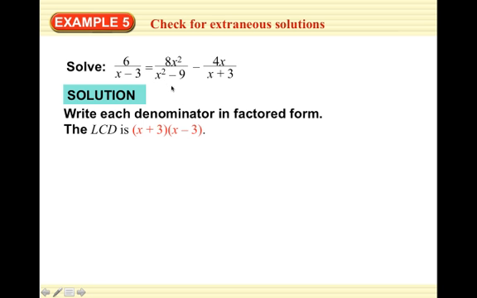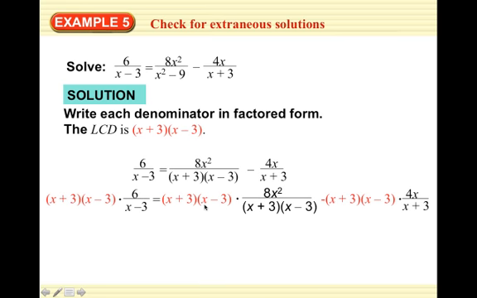That's the denominator of this term. This one has x minus 3, this one has x plus 3, so the least common multiple is x plus 3 times x minus 3, so that's our LCD. So we're going to multiply both sides of the equation by x minus 3 times x plus 3.